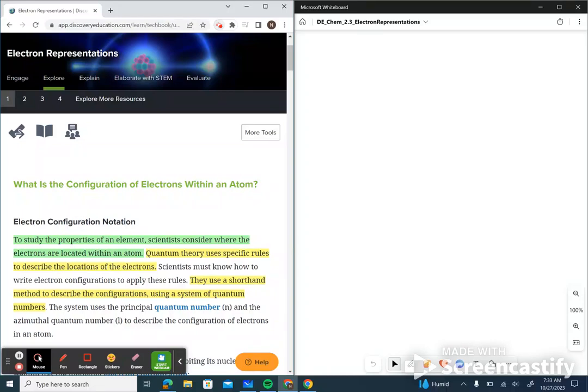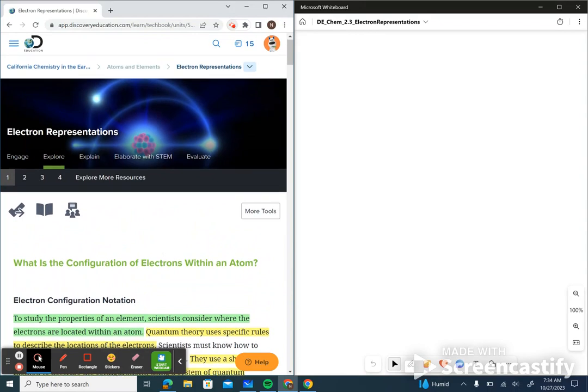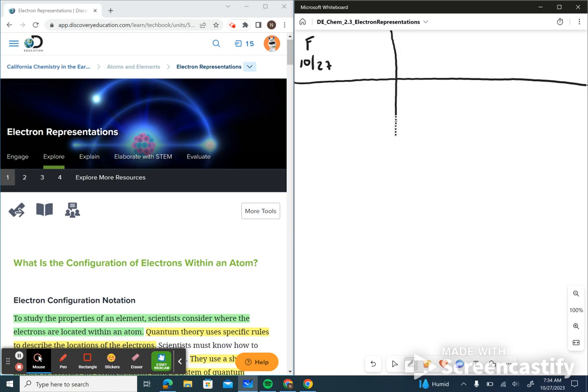Okay, good morning, everybody. So we're taking a look at electron representations, and this is 2.3 of your Discovery Education, and we're taking notes on Explore number 1. So let's go ahead and write out our Cornell notes. And I'm going to put down today's date, Friday 10/27. Again, make sure you leave enough room for you to write notes to yourself, side notes, questions, etc., right?